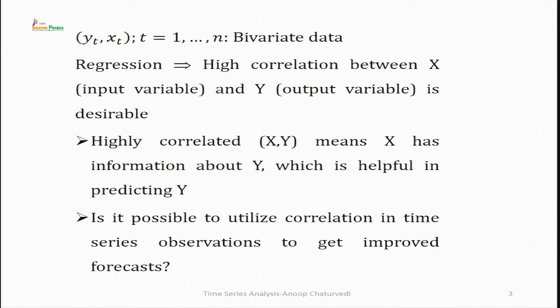Now, in time series, different observations are not independently distributed. So, the correlation might exist between different observations. Now, the question is: is it possible to exploit this correlation in time series observations to get improved forecasts?